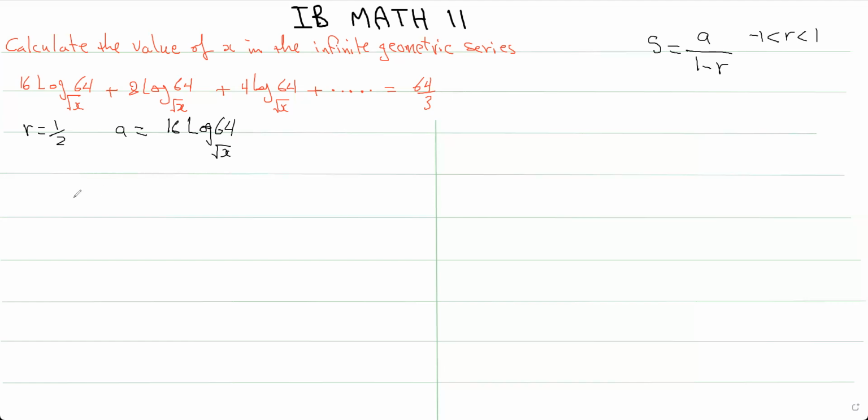Now let's go to this equation and I'll start subbing in where everything goes. Of course, they gave me the sum and they want me to find x. So the sum is right here, they gave it to you. So we start off with 64 over 3 equals a, which is 16 log base root x of 64, all over 1 minus r, 1 minus a half. Now, 1 minus a half is just a half.